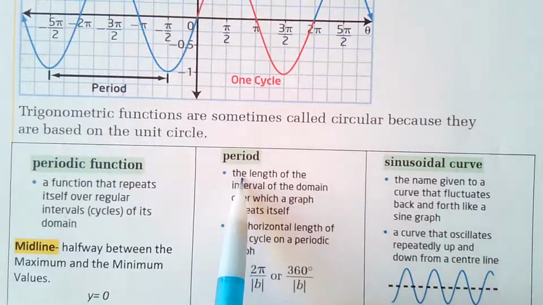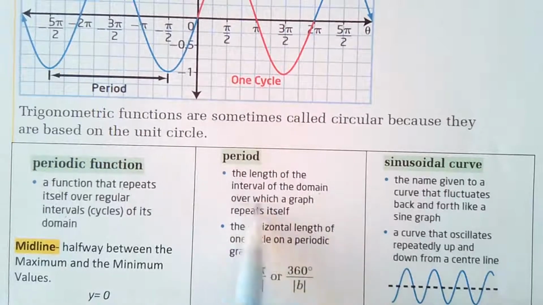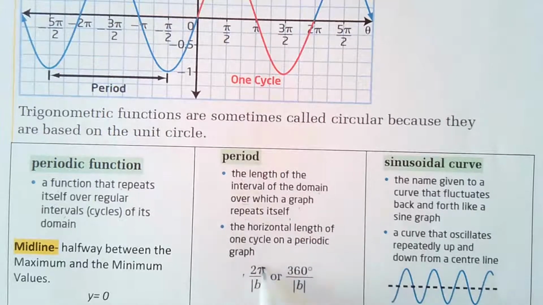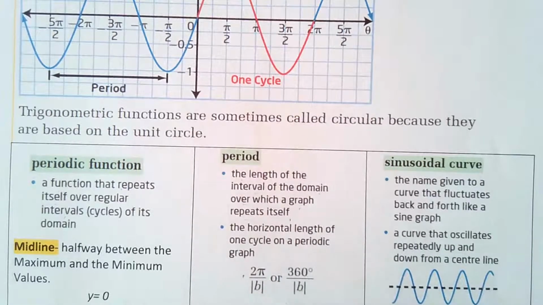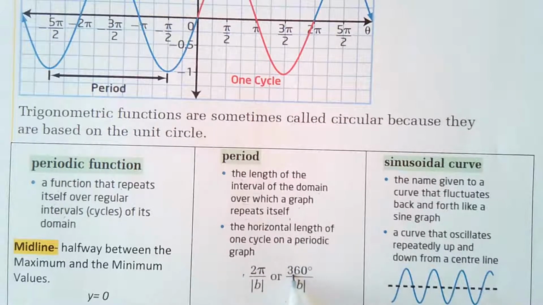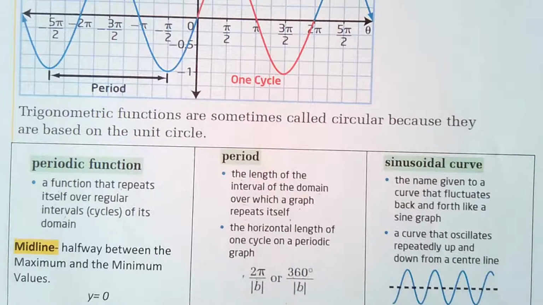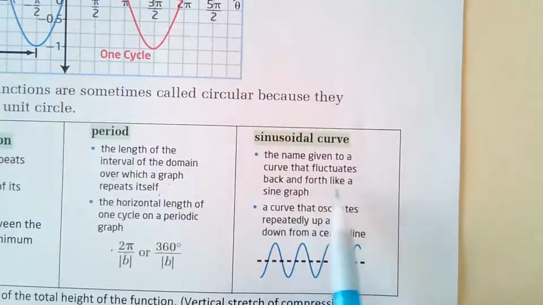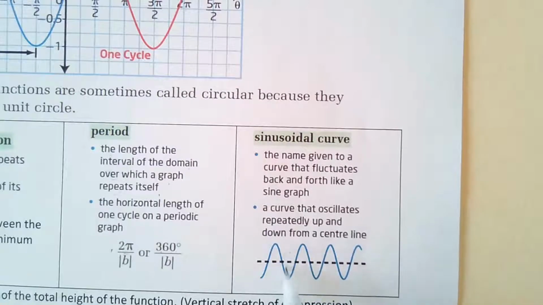The period is the length of the interval of a domain over which a graph repeats itself. And I'll show later on from our equation that the period is 2 pi over b, or 360 over b. The period is really how many cycles there are in a full circle, 360 degrees or 2 pi. So the b indicates how many cycles or periods. And the sinusoidal curve is a name given to curves that fluctuate back and forth, like a sine graph or a cosine graph.